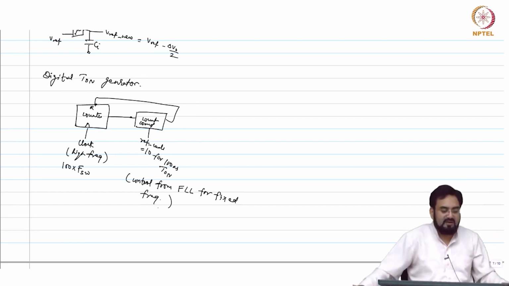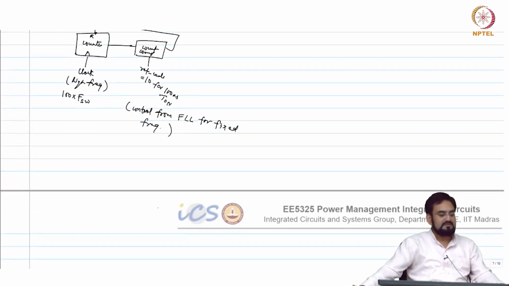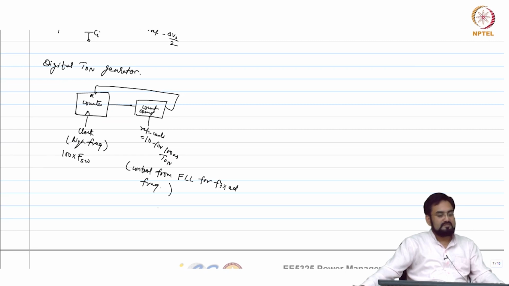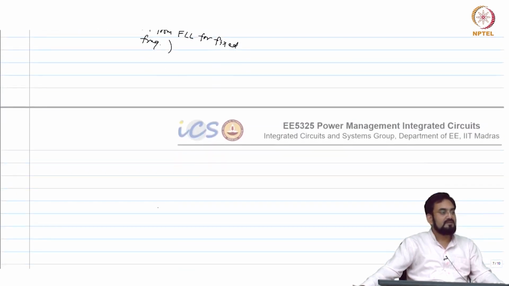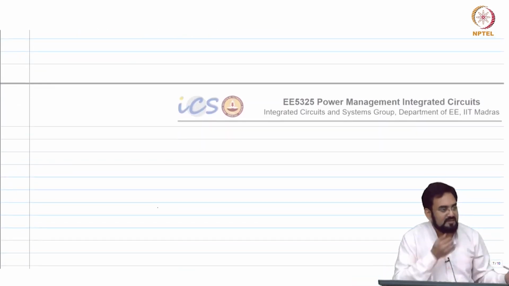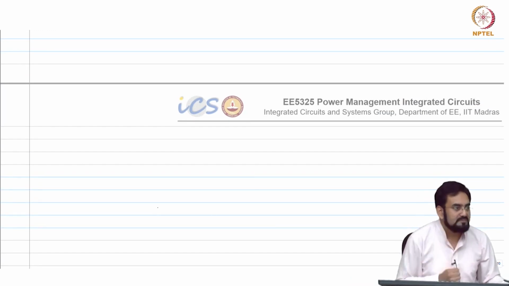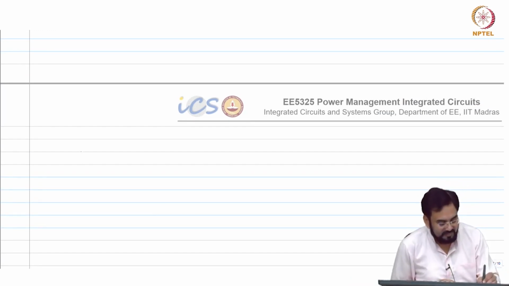Now, if I want to do it the analog way, how can I do it? The same thing. How can I generate this fixed on time? I have a current, let us say I will call it I on, and this is C on.